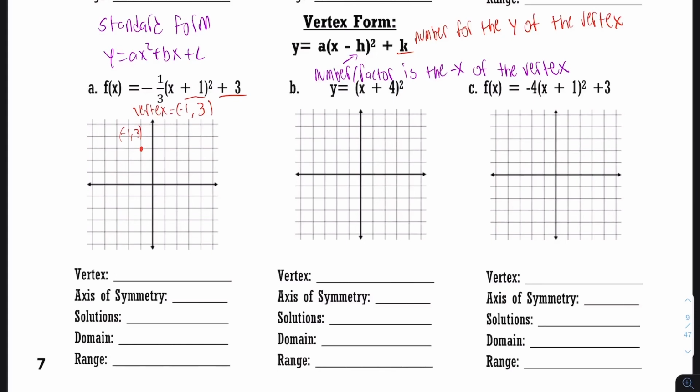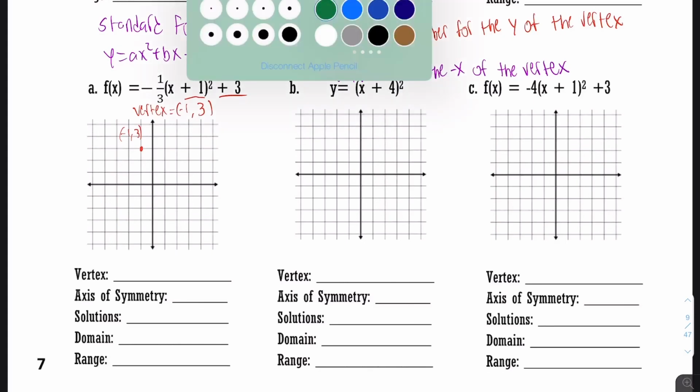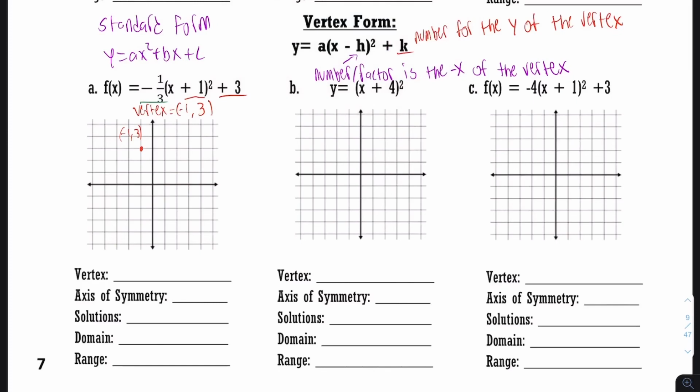And then we can look at this number in front. The number in front is going to tell you if the graph is going to open up or down. Since this is a negative, the graph is going to open down. And it's a negative 1/3. So that means not only is it going to open downwards, but it means that compared to the parent function, we're going to have to multiply the parent by negative 1/3.